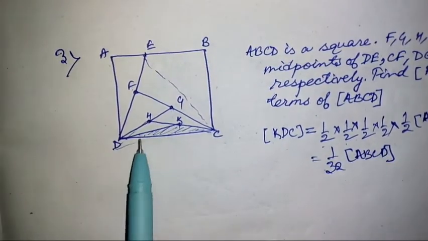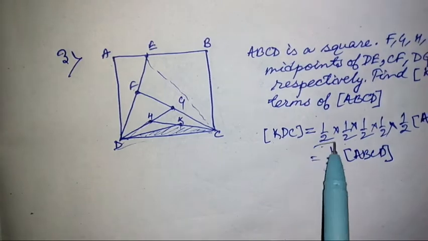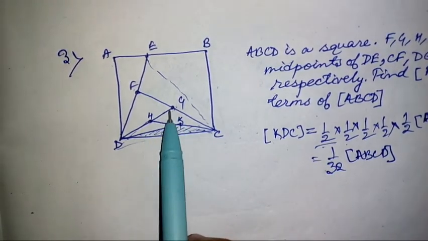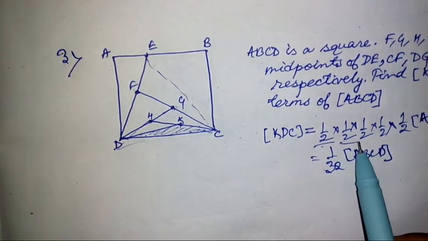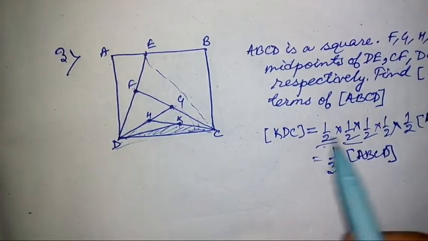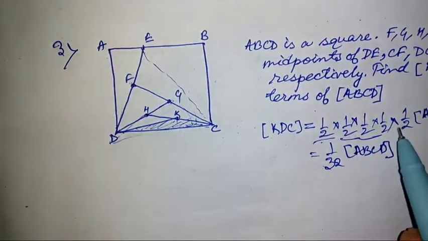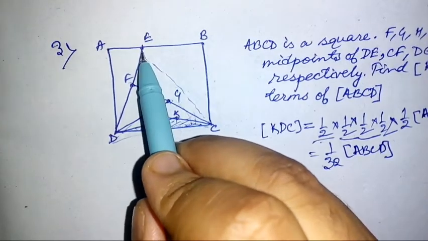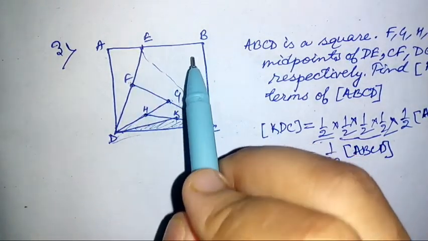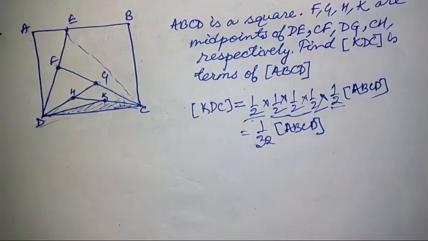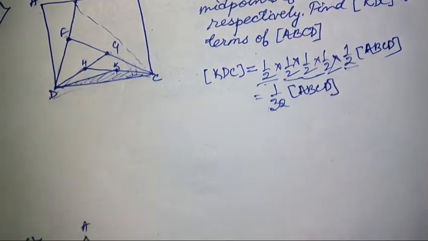Let me explain again. So this one's area will be half of this one, we have written here half. This one's area will be half of this whole. Since these all are midpoints, that is why I am calculating using halves. Then this one's area will be half of this one, then this one's area will be half of this one, and then since this is a square, it is a triangle and the area of the triangle is half of the area of parallelogram, so we have put another half here, so it will be 1 by 32 into area of ABCD, and this is our answer.